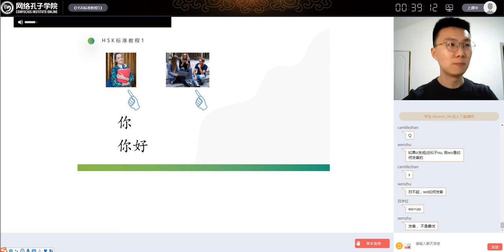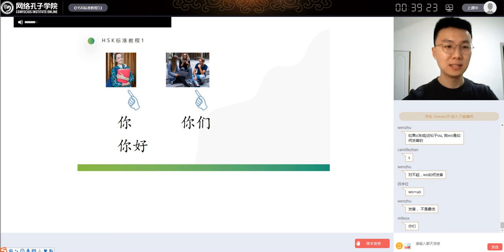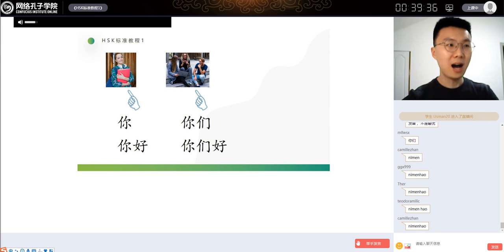Let's look at this one. There are 3 students, right? So in this case, which word should we use? We should use 你们. Good. 你们. And if you want to greet them, how to say? We should say 你们好, 你们好.